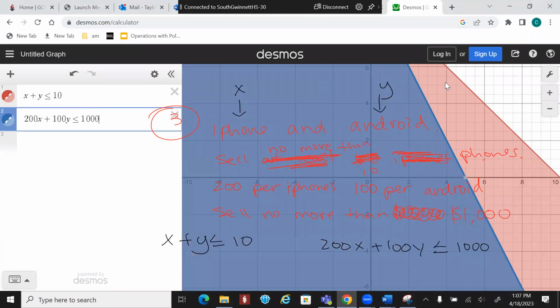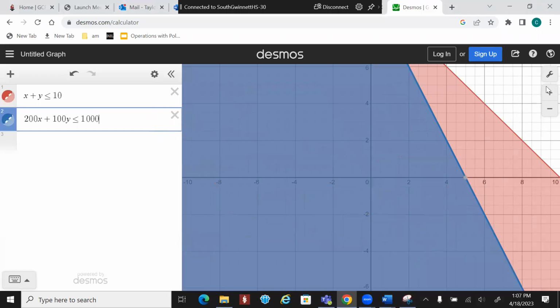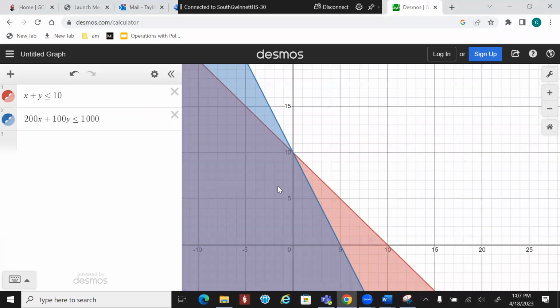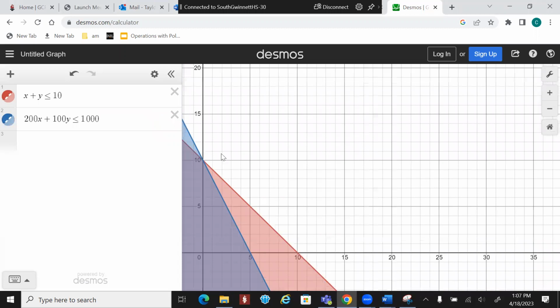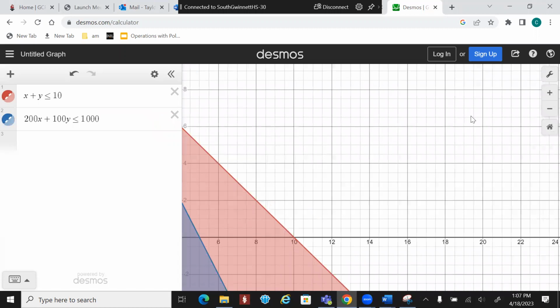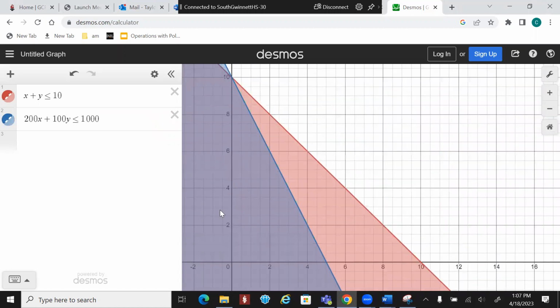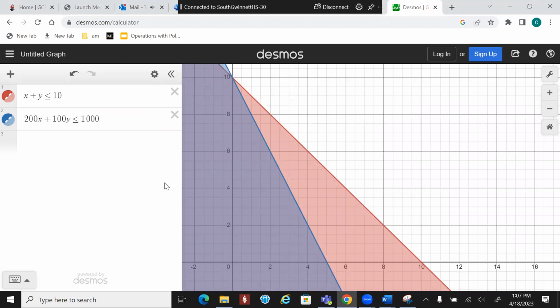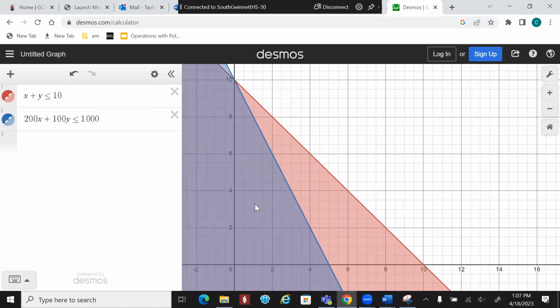Okay. I'm going to clear this off really quick. I'll put it back in just a second. All right. We need to find a solution. Can we have 0 iPhones or Androids? No. Great. So where we would look for our solution would be right in here where it crosses over. If I combine red and blue, what color does that make? Purple. Yay. So anything that's in here would work.